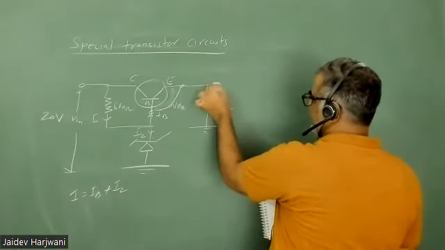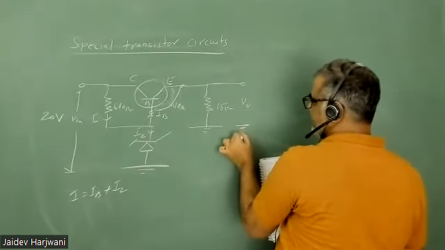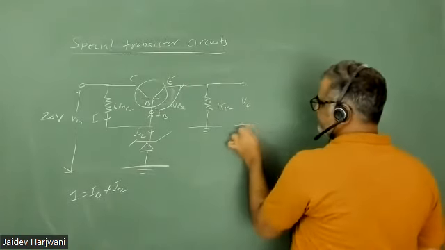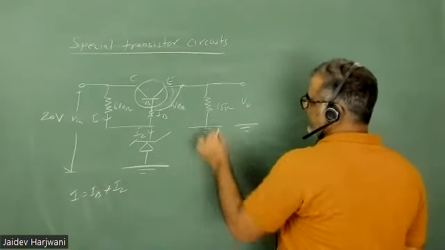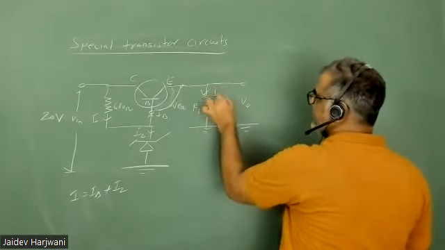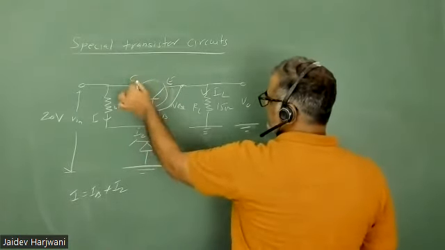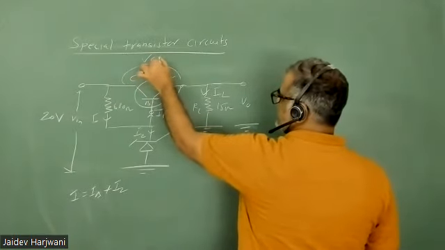And I am measuring the V naught here. Exactly the same circuit. I am measuring the V naught here. And this is the load RL. I call this current IL. So this is the VCE.